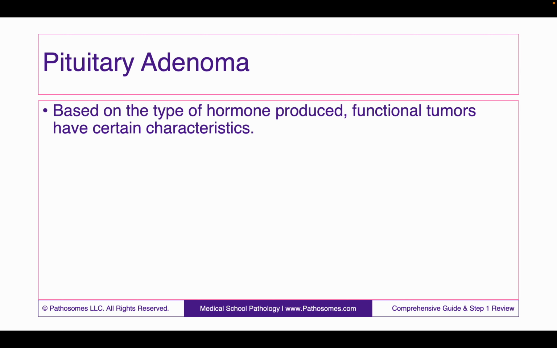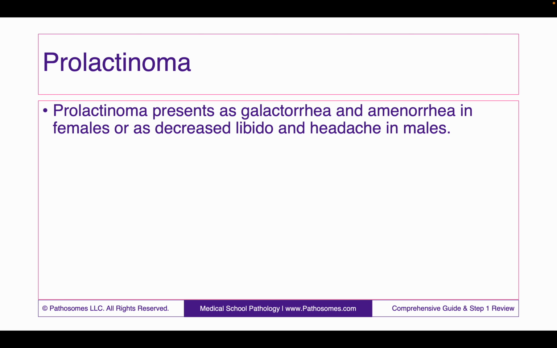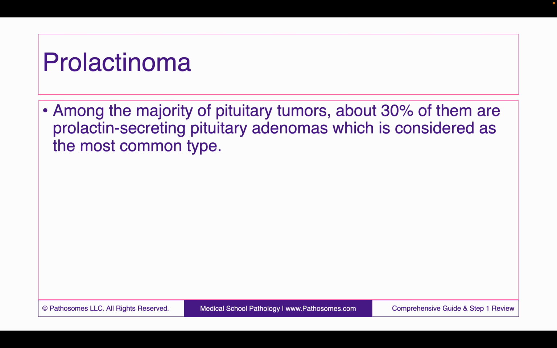Based on the type of hormone produced, functional tumors have certain characteristics, such as a prolactinoma, right? A prolactinoma presents as galactorrhea and amenorrhea in females, or as a decreased libido and headache in males. Among the majority of pituitary tumors, about 30% of them are prolactin secreting pituitary adenomas, right? That's pretty common, which is why you should know about it. Prolactinomas are considered the most common type.